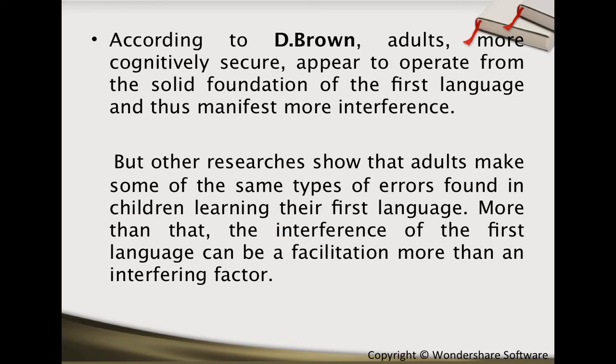So as I've just mentioned, other researchers show that adults make some of the same types of errors found in children learning their first language. More than that, as I told you, the interference itself should not be viewed as a negative aspect of second language learning, because sometimes it can be very facilitating, especially when the two language systems are similar.